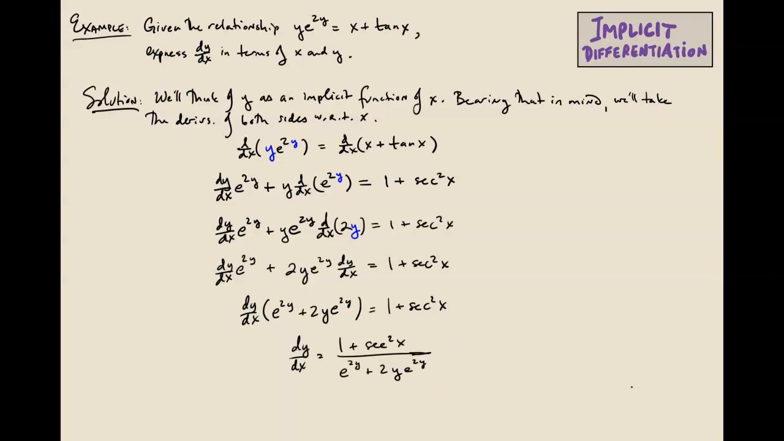And I suppose I could clean it up a little bit by factoring out the common factor of e to the 2y on the bottom, which gives me a new denominator of e to the 2y times 1 plus y. And that is about as good as it gets. We have indeed expressed dy dx in terms of x and y.